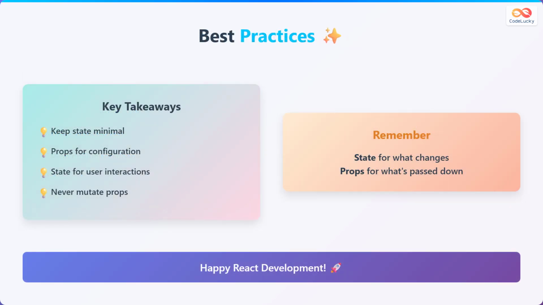Let's summarize the best practices for effectively using state and props in React components. Keep state minimal, storing only the data that needs to change over time. Use props for configuration, passing data down from parent components to child components. Use state for managing user interactions, such as form inputs and button clicks. Remember, never mutate props directly. In summary, use state for what changes and props for what's passed down.